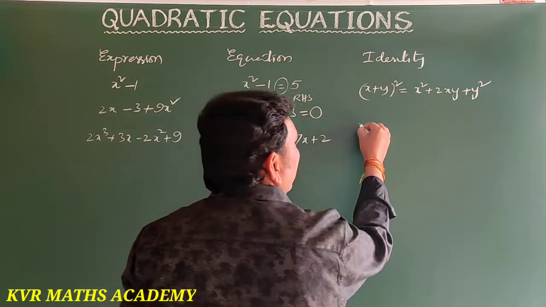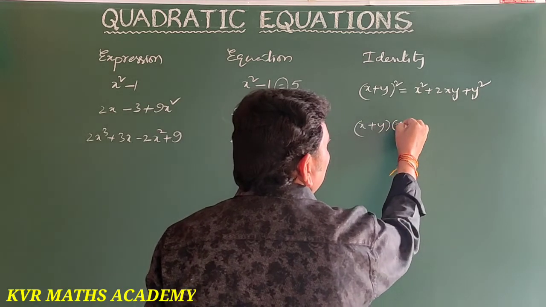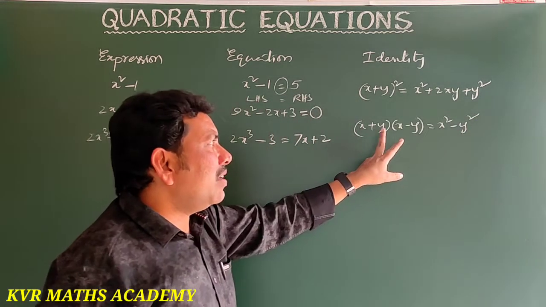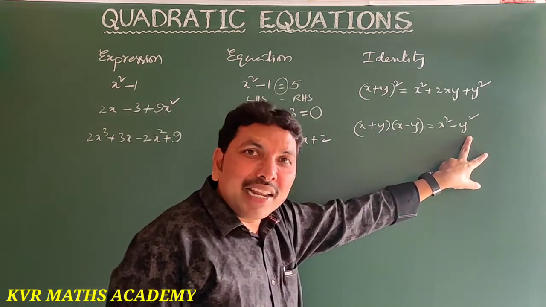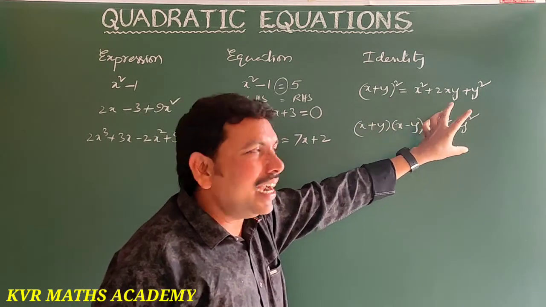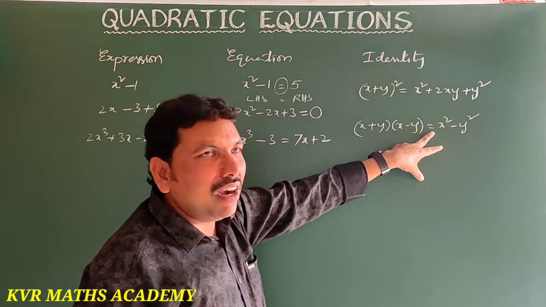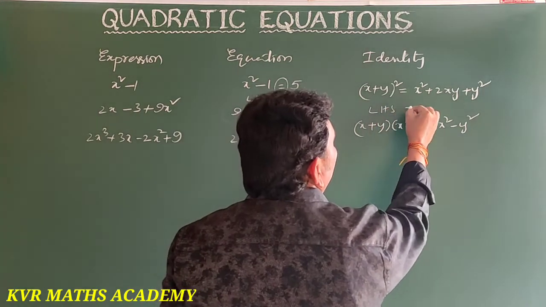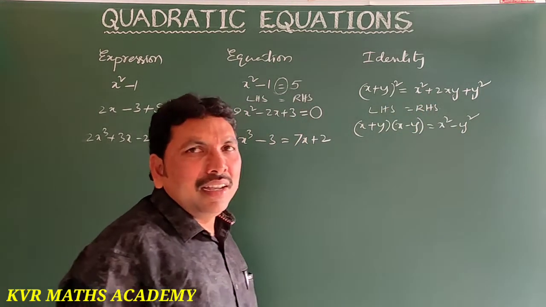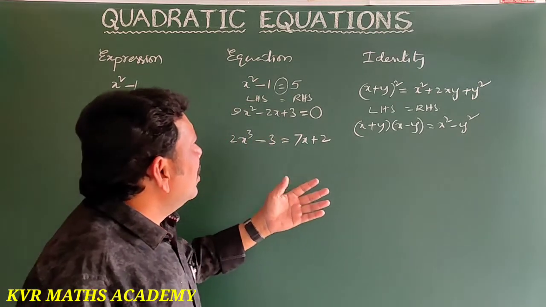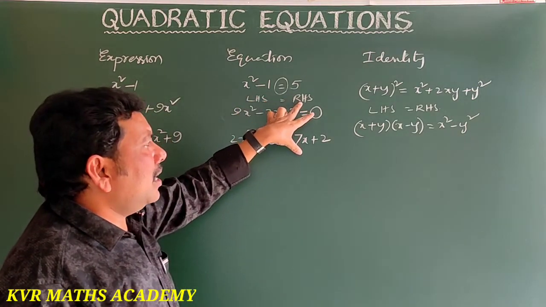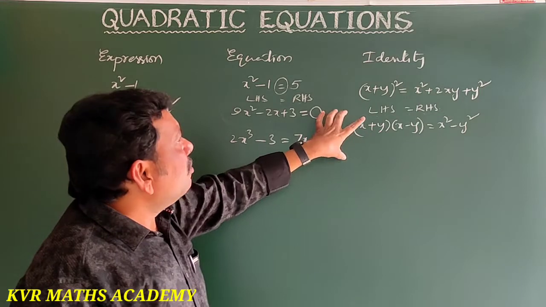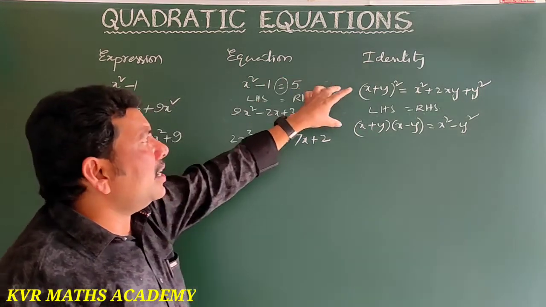Another one: x plus y into x minus y is equal to x square minus y square. This is also an identity. It also has the symbol equal to, and LHS and RHS. Here also LHS and RHS are there. You are asking, sir, here also LHS and RHS are there, so why is one called an equation and the other called an identity?